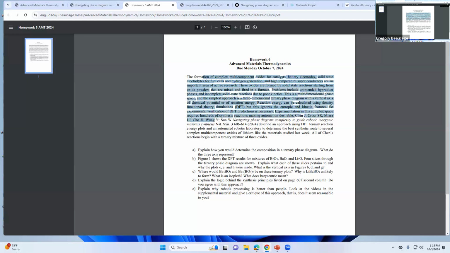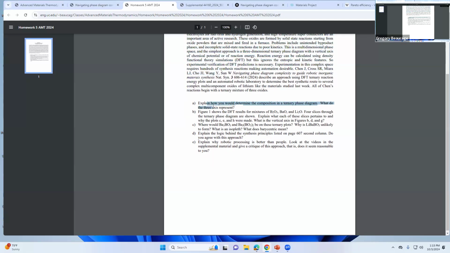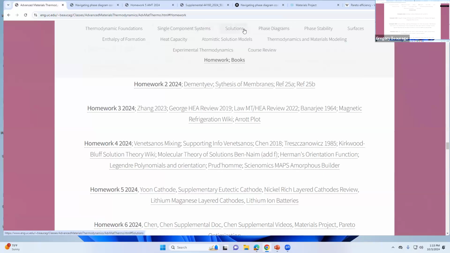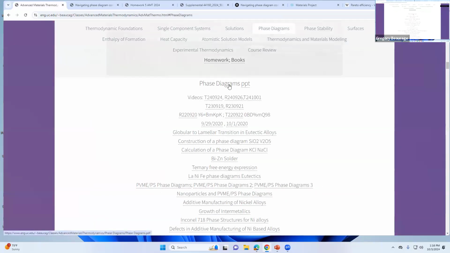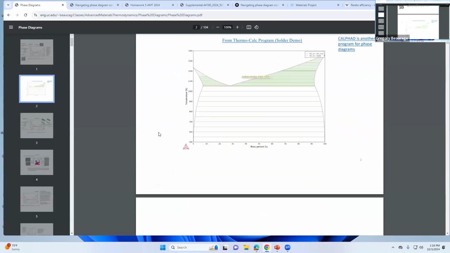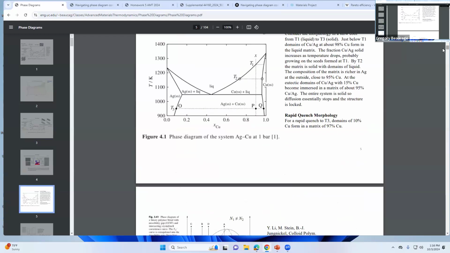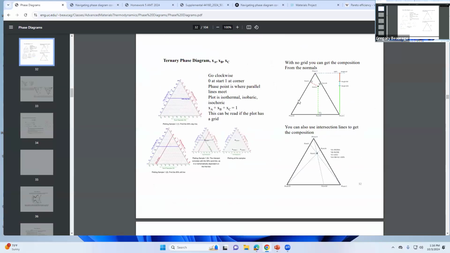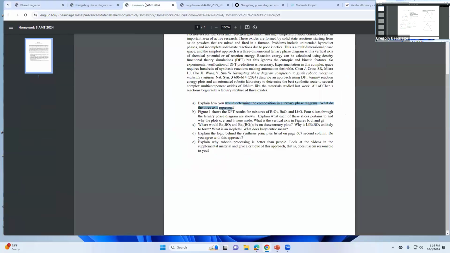So this just describes what's going on in the paper. And then, how do you determine the composition in the ternary phase there? This thing is just asking you to go back to the phase diagram, whatever. Let's see. Phase diagrams. So it's just saying the last slide or something is the ternary. Here, right here. So this gives you the rules of ternary. It's asking you to just spit that out. Explain how you determine the composition of a ternary phase.